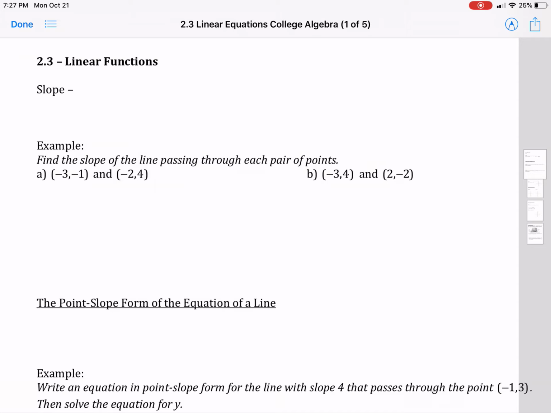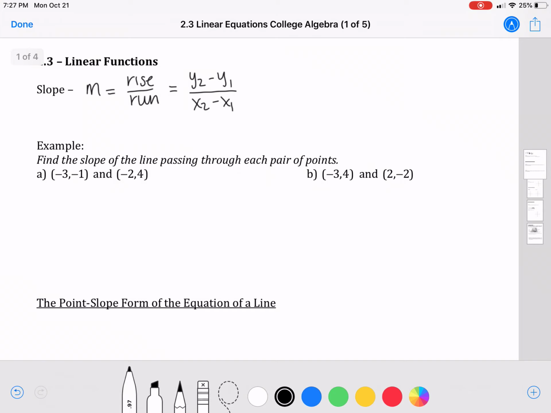Remember, our variable for slope is m, and we look at either rise over run, or we look at our equation y2 minus y1 over x2 minus x1. Alright, so our first example, we're looking at finding the slope of a line. For this first one, I'm going to label our points x1, y1, x2, y2.